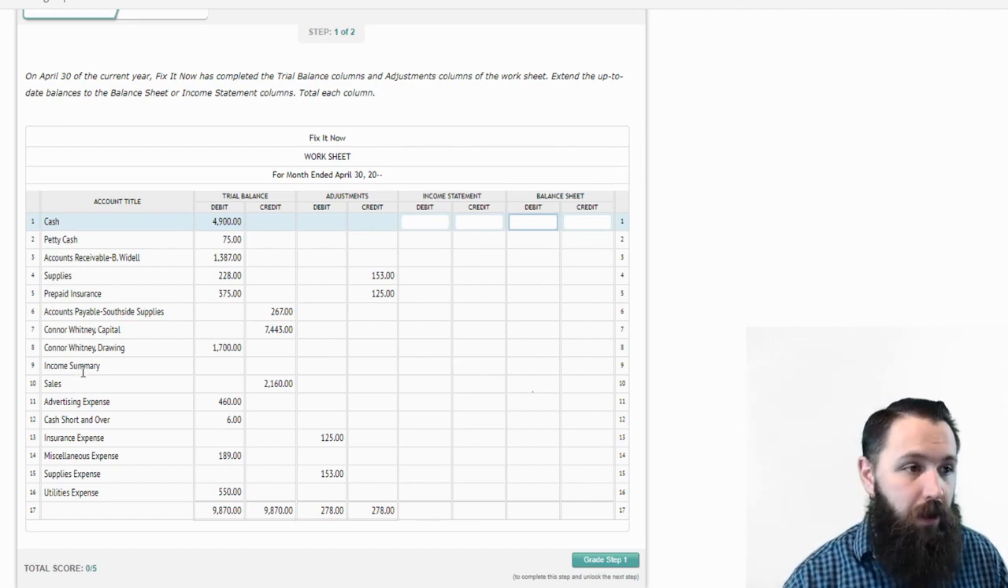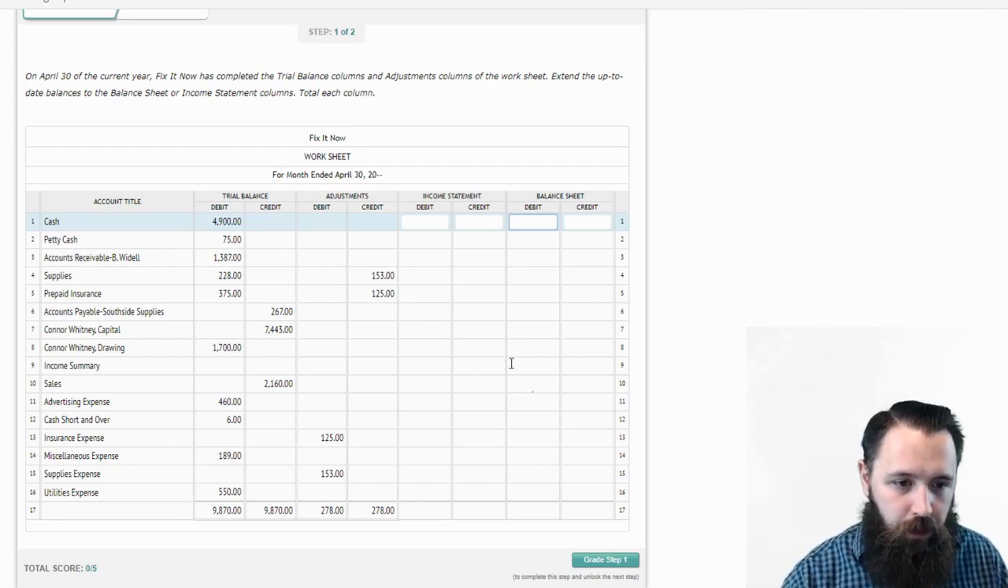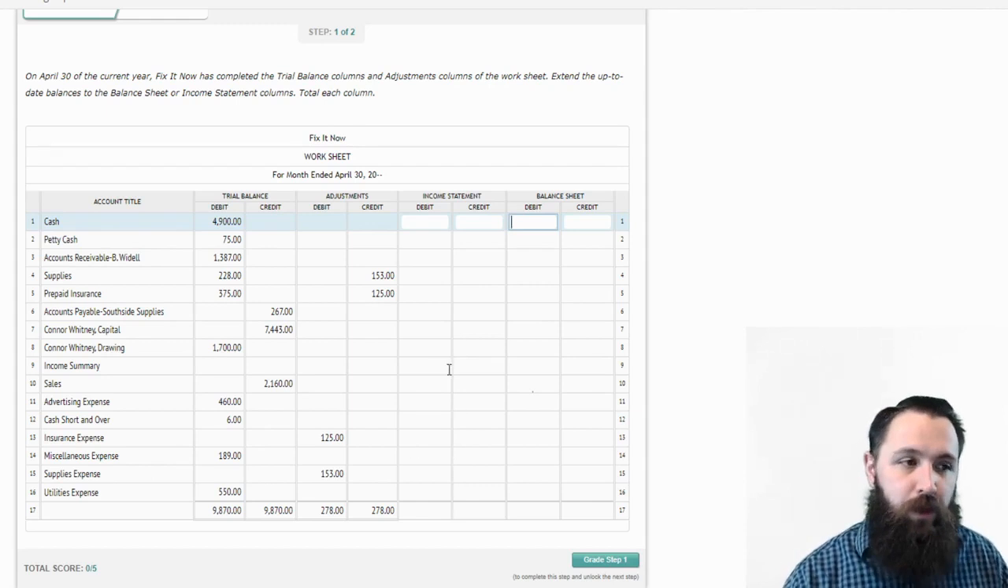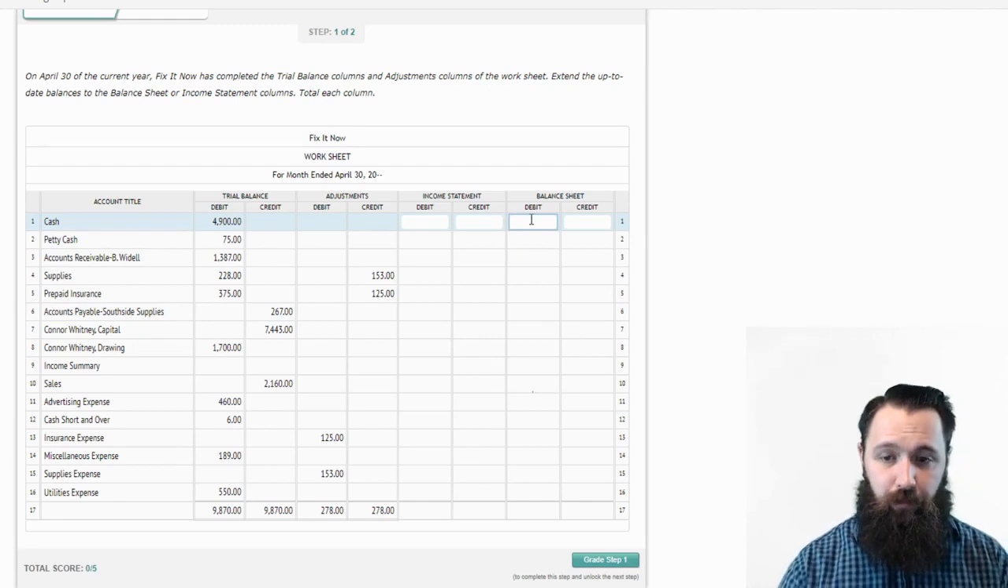Income summary is an account that we'll use later, but it's kind of separating what goes on our balance sheet from everything else. Sales is a revenue, so it's going to go on our income statement. Advertising expense, cash short over, insurance expense, miscellaneous expense, supplies expense, and utilities expense are all expenses that will go on our income statement. So just starting out, we're remembering what goes on what statement.